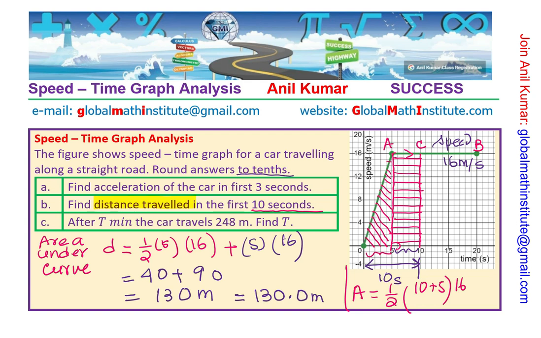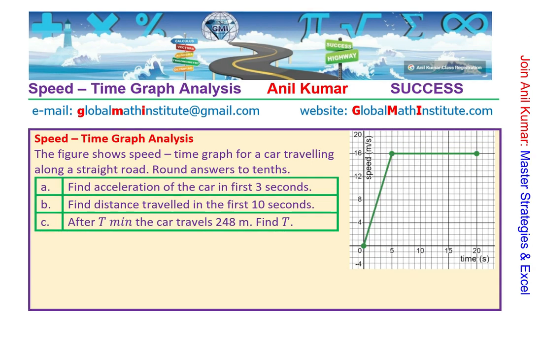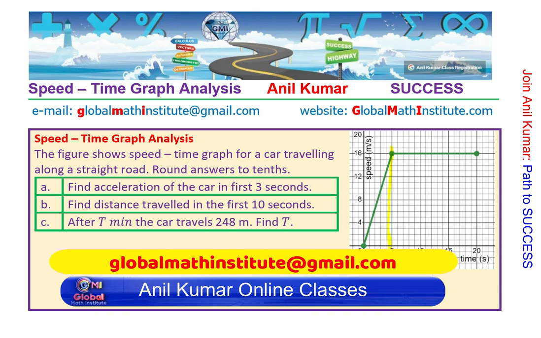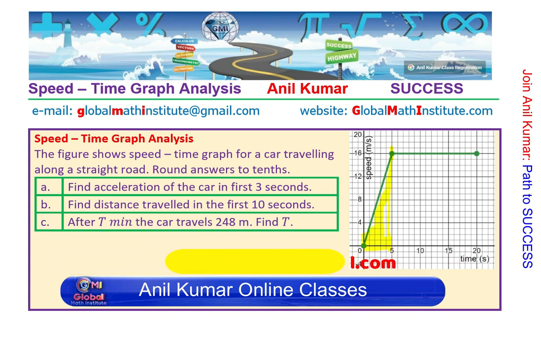Let's move on and take up part C, which is kind of tricky. So, after t minutes, car travels 248 meters, find t. So basically, we want to now find the time for traveling 248 meters, right? So we have already found the area of this one, right? How much was this?